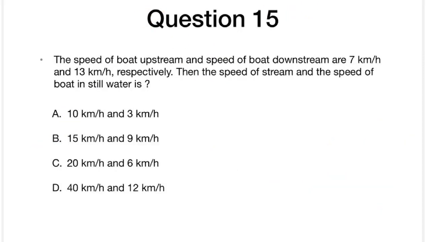Okay, here is the next question. The speed of the boat upstream and the speed of the boat downstream are given. The upstream is 7 kilometers per hour and the downstream is 13 kilometers per hour respectively. Then the speed of the stream and the speed of the boat in still water is? He asks you the speed of stream and speed of boat.